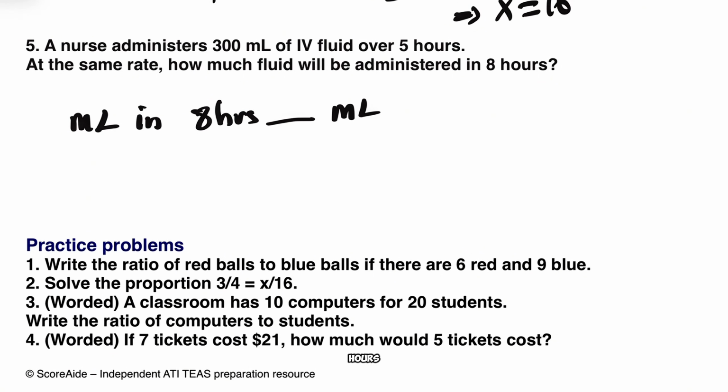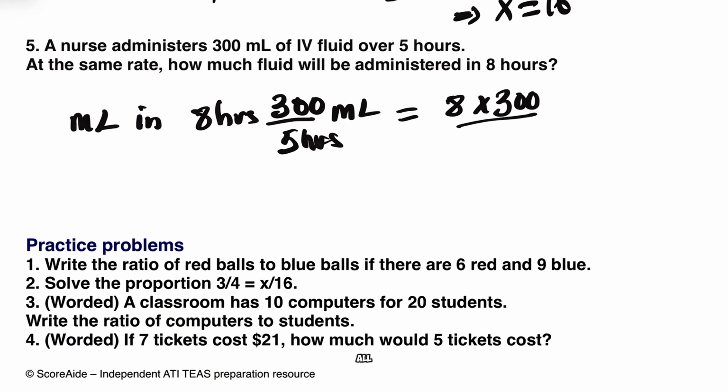So for us to cancel the hours, the fraction we need to have the hours on the denominator. So that we have what? 300 milliliters over 5 hours. So that we cancel hours and we are left with what? We are left with 8 times 300, all this divided by 5, right? All that divided by 5. So in milliliters, it's going to give us 480 milliliters, right? So that would be the answer to that problem.